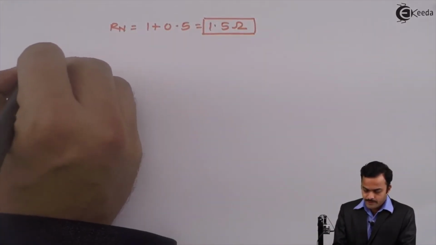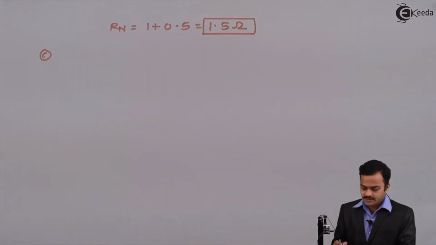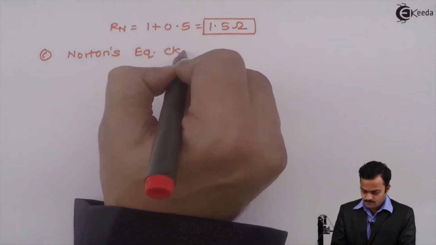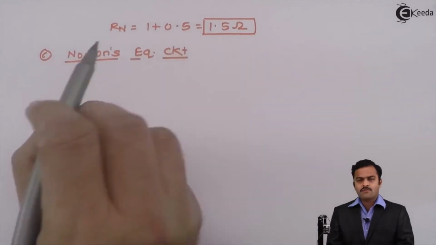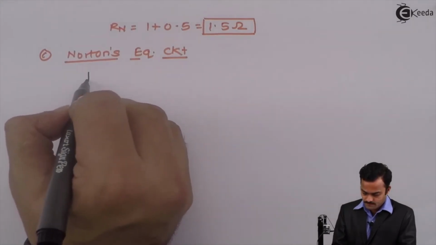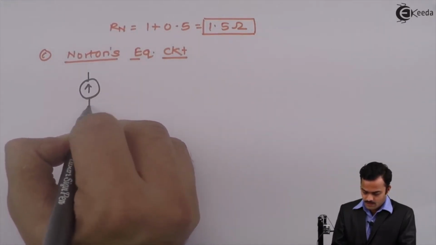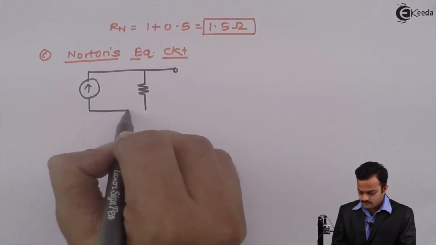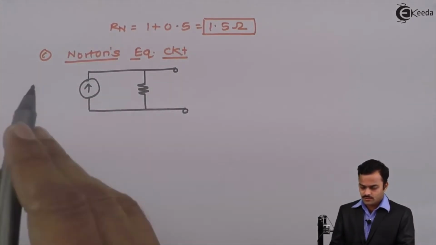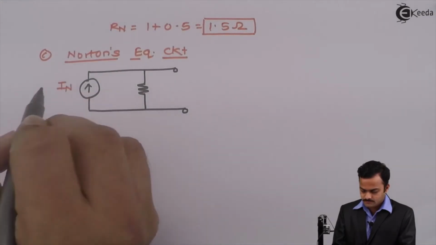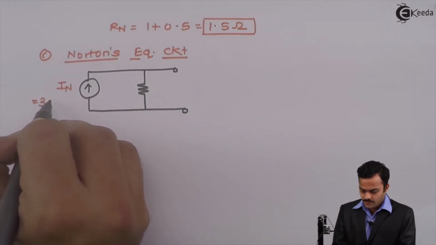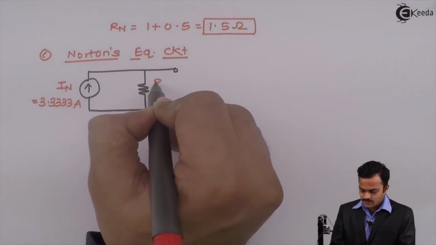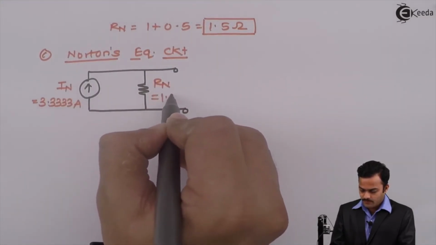Third step, we need to draw Norton's equivalent circuit, which consists of a current source and a resistance across it. So the current source has the value 3.3333 ampere and Norton's resistance will be 1.5 ohm.